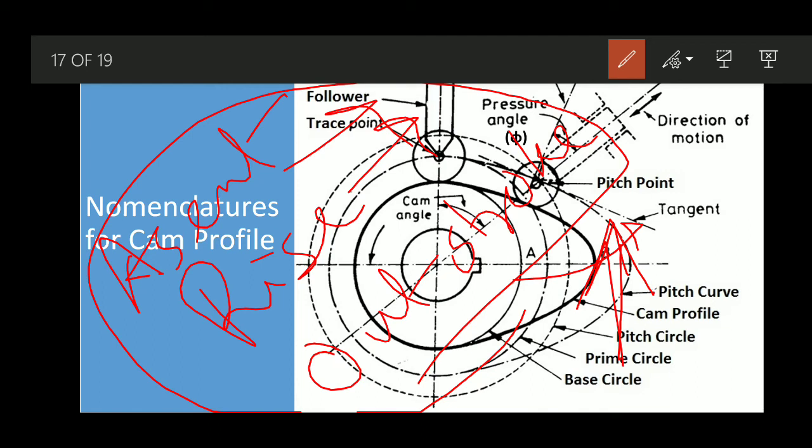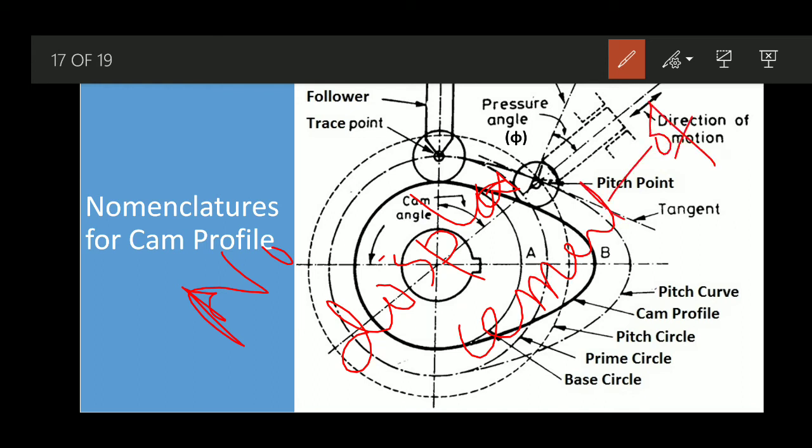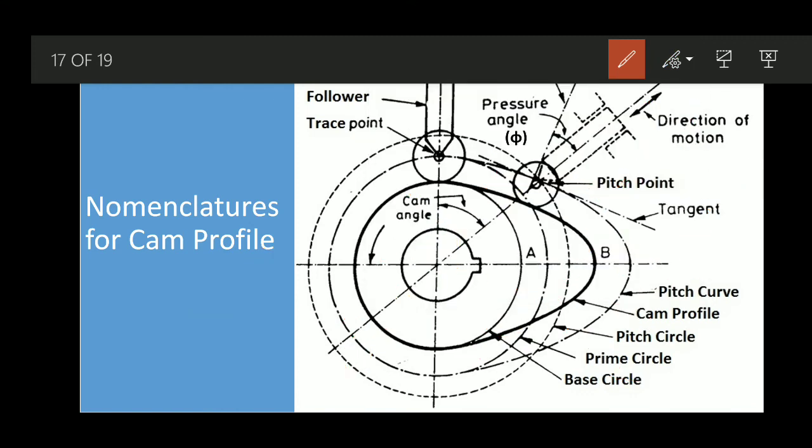Similarly, what is the dwell? Just like we have discussed, whenever the cam rotates through a particular finite angle, whatever was the previous location of the follower, it will remain there. That means there is no displacement of the follower. But there is some finite displacement of the cam, so that is known as the dwell period. The time is the dwell period and the angle is the dwell angle or angle of dwell.